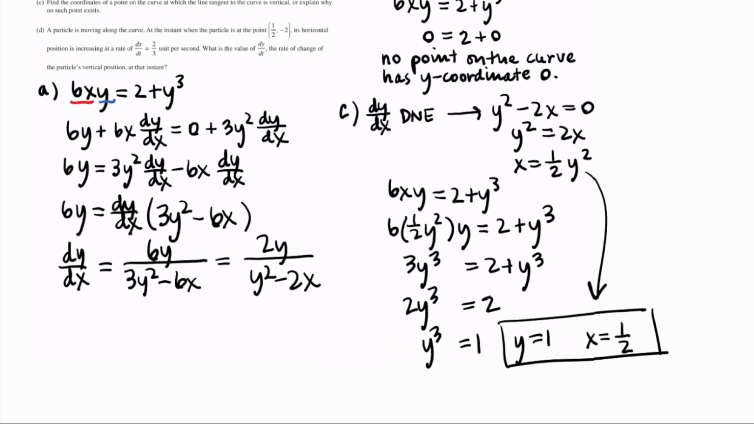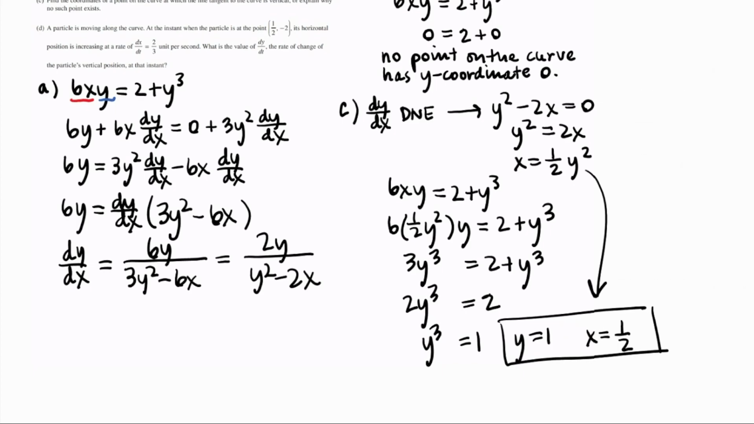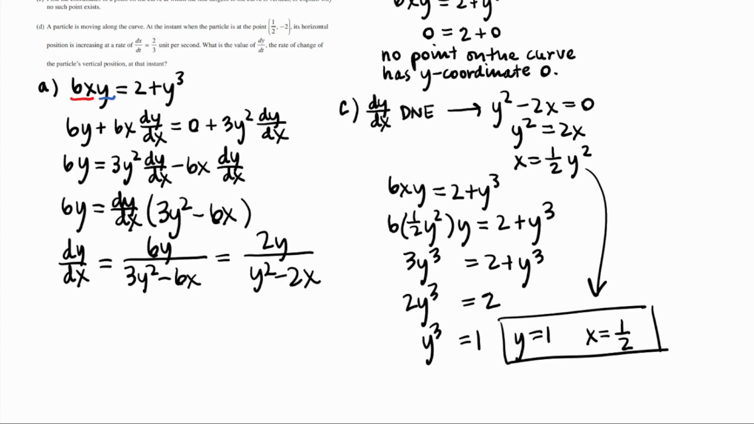Okay, a particle moves along the curve. At the instant when the particle is at the point (1/2, -2), its horizontal position is increasing, dx/dt equals 2/3. What's the value of dy/dt, the rate of change of the vertical position at that instant? Great, we can do this.